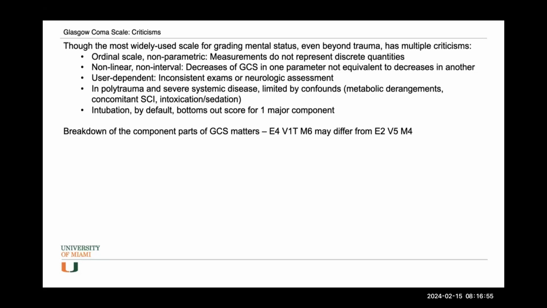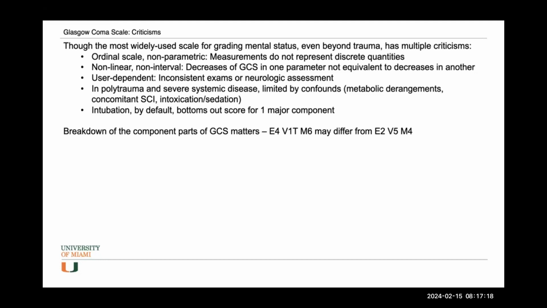And in the setting of polytrauma and severe systemic diseases, oftentimes using the parameters of the GCS alone can be limited by confounds. Intubation also by default bottoms out the verbal component of the GCS score. And so looking at the breakdown of the component parts really matters. Even with a GCS of 11, there's a very stark difference between someone who's awake, following commands, and intubated versus someone who isn't.